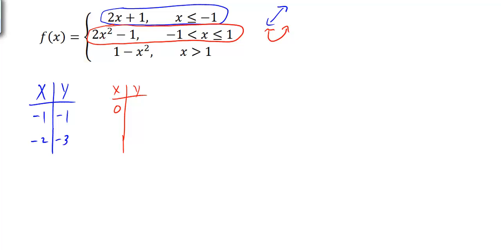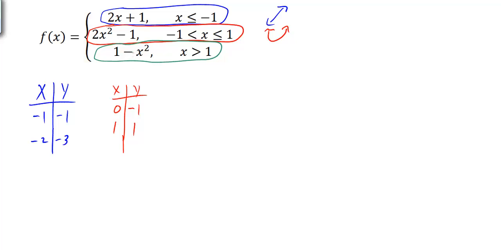And 0 squared is 0 times 2, so we get a -1. And then since it's equal to 1, we could always pick 1. So 1 squared, so you get 2 times 1 is 2, and 2 minus 1 is 1. All right, and then if we move on to the third function, and again we have x squared, so we know that we're going to have another part of our parabola.